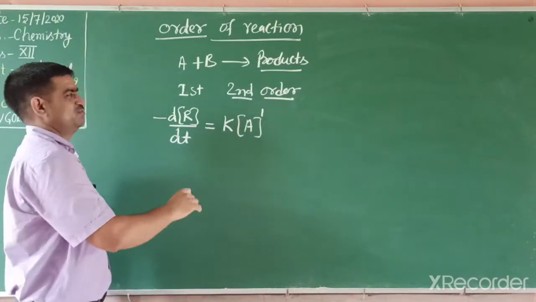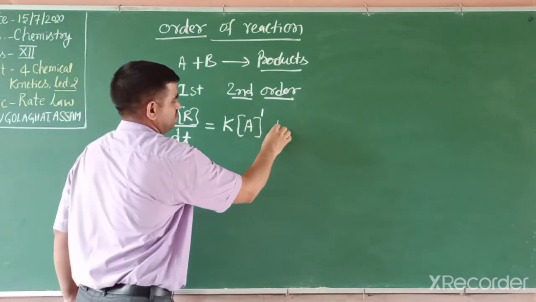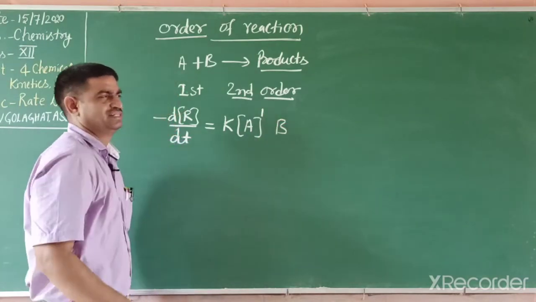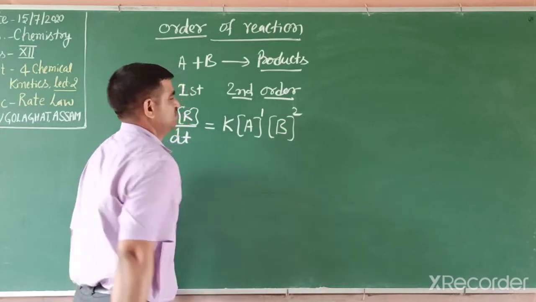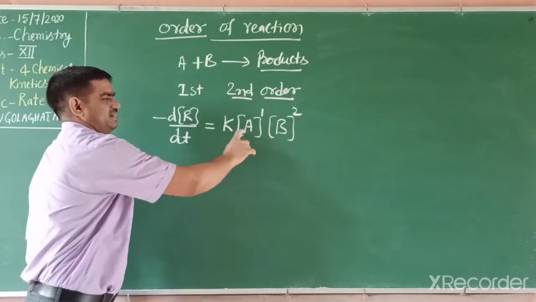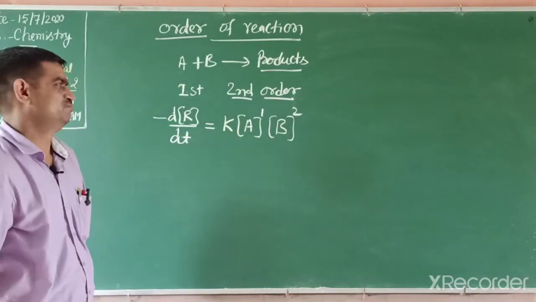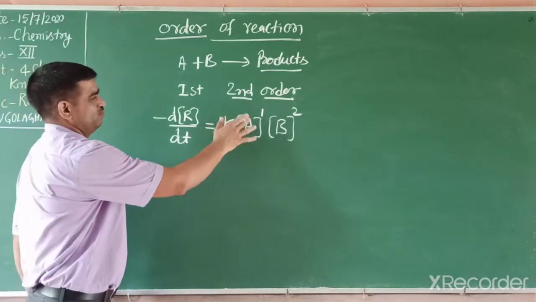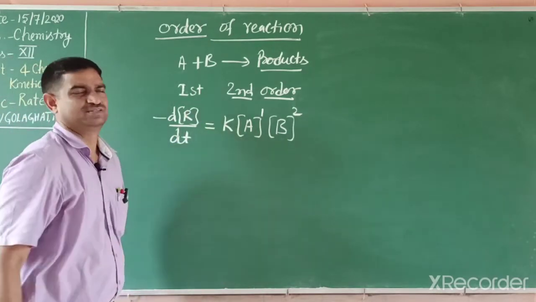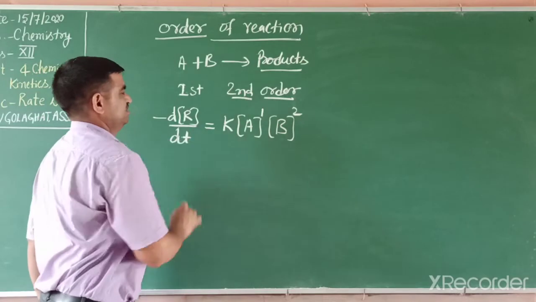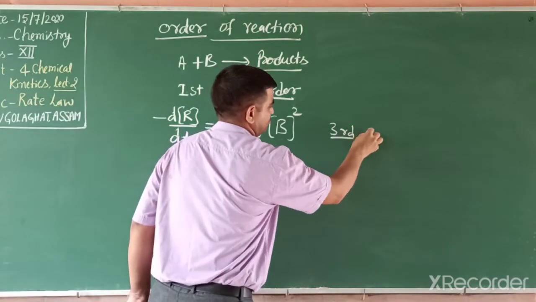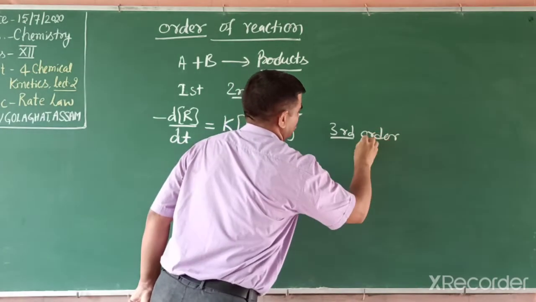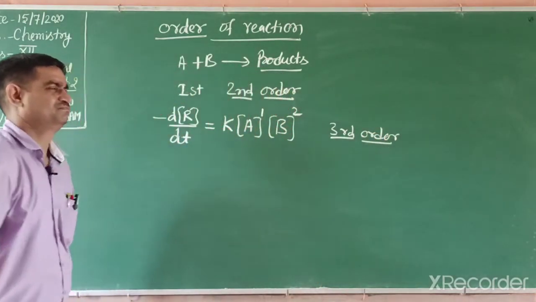If you write it, there is no problem. Then another reactant B with power 2. We write the concentration in molarity, meaning mole per liter. So overall this is a third order reaction: 2 plus 1 is 3. Overall third order, the total sum.